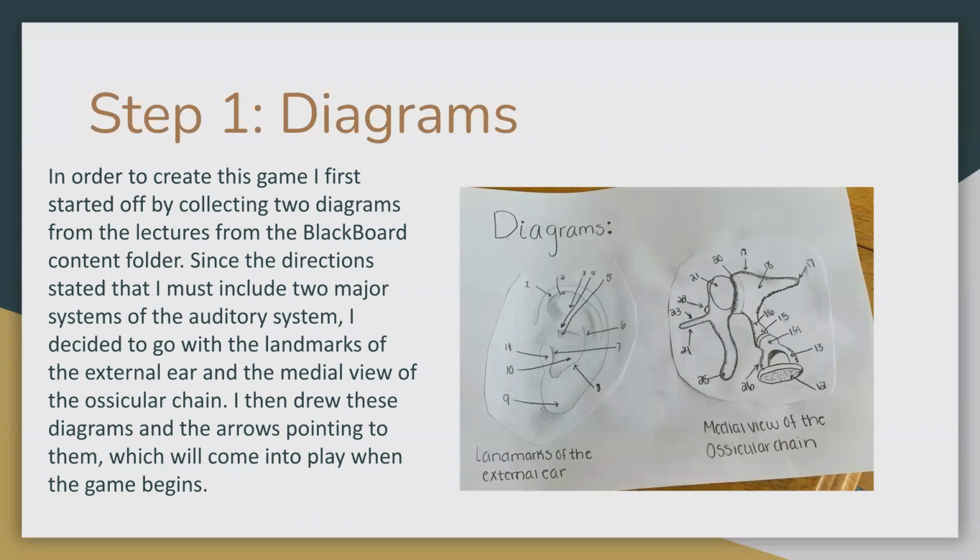In order to create this game, I first started off by collecting 2 diagrams from the lectures from the Blackboard content folder. Since the directions say that I must include 2 major systems of the auditory system, I decided to go with the landmarks of the external ear and the medial view of the ossicular chain. I then drew these diagrams and arrows pointing to them, which will come into play when the game begins.